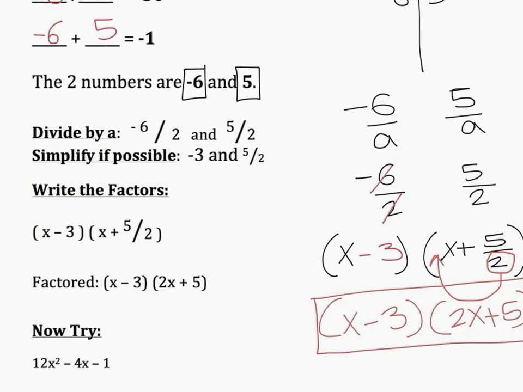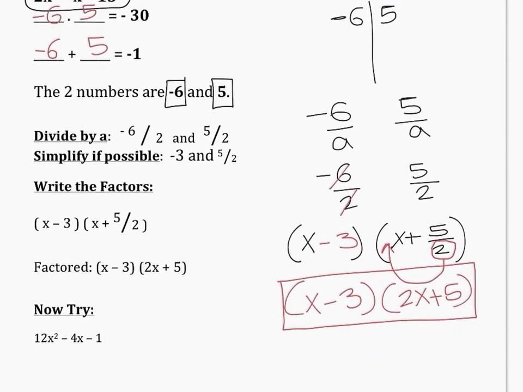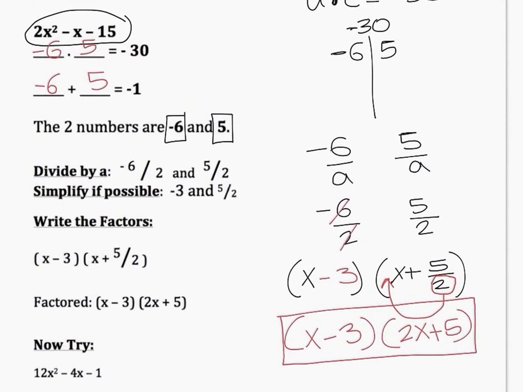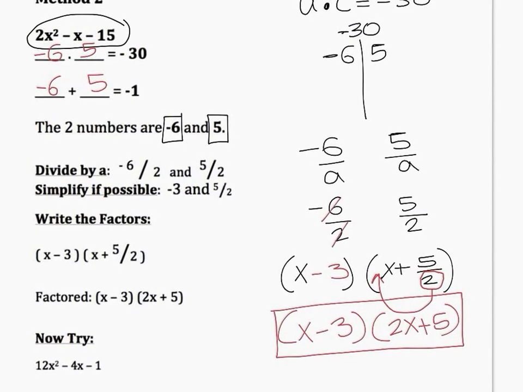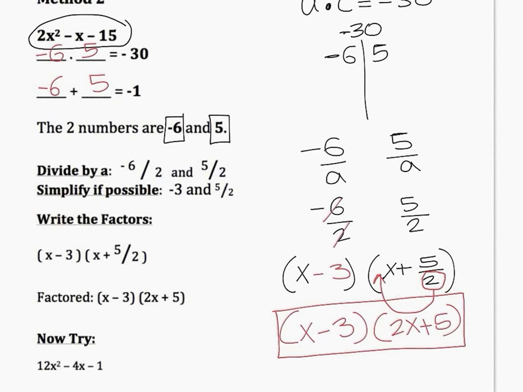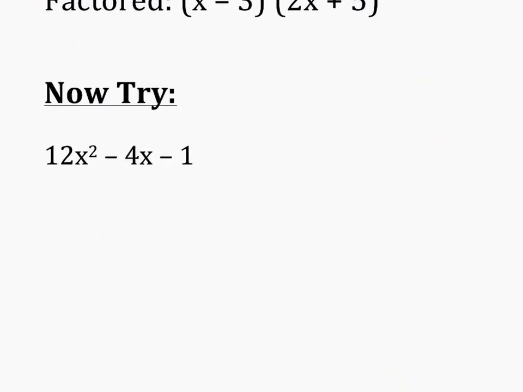Now to check your work, you can always distribute or FOIL, and you will see it's exactly the same. It will give you 2x to the power 2 minus x minus 15. Now I would like you to pause the video and try the second trinomial on your own using this method.